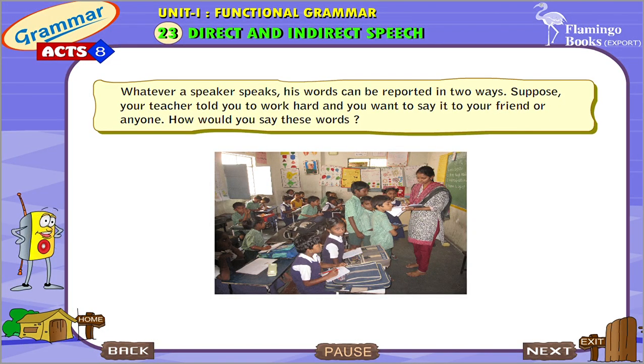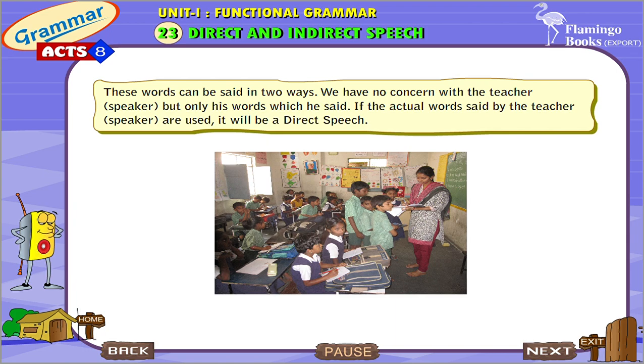Chapter 23. Direct and Indirect Speech. Whatever a speaker speaks, his words can be reported in two ways. Suppose your teacher told you to work hard and you want to say it to your friend or anyone. How would you say these words? These words can be said in two ways.